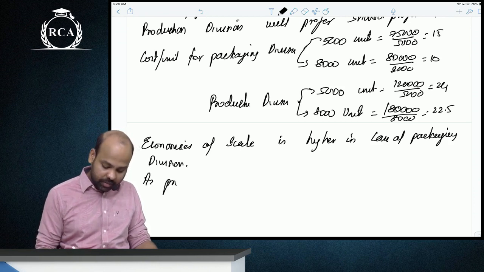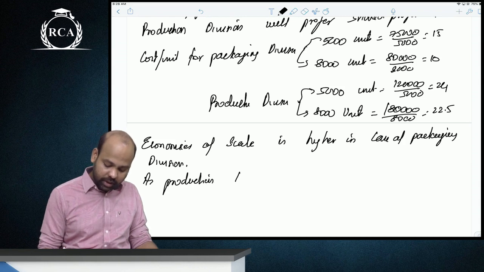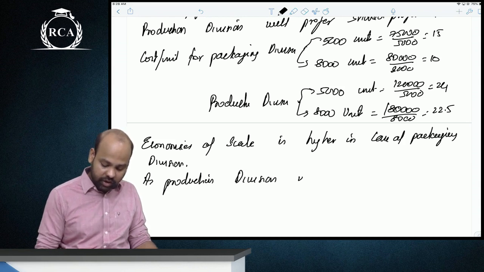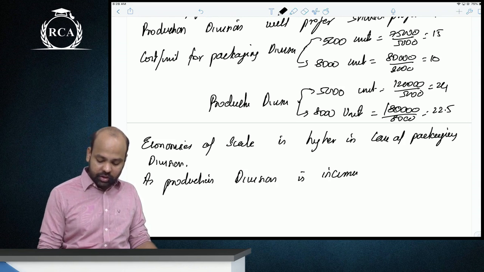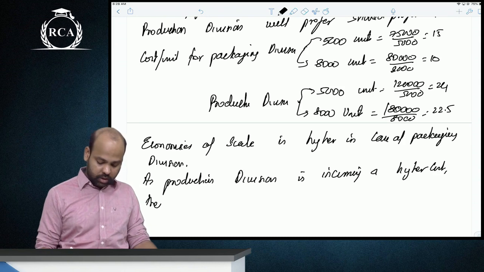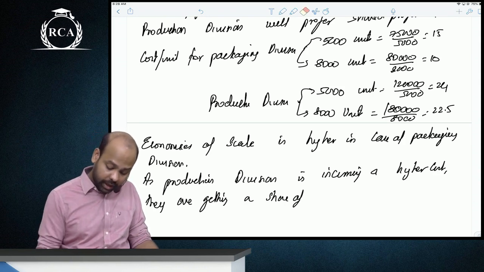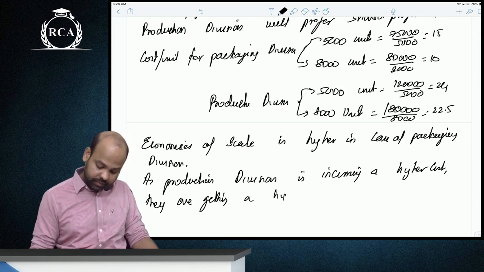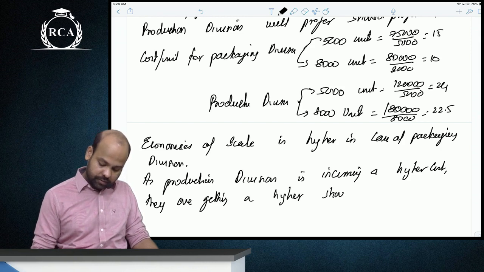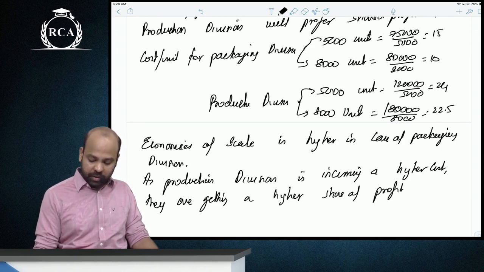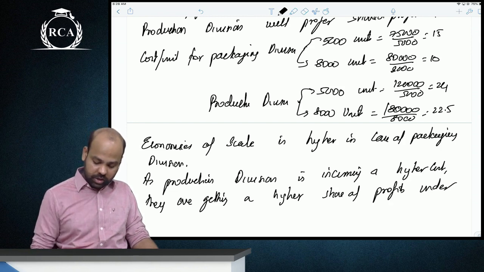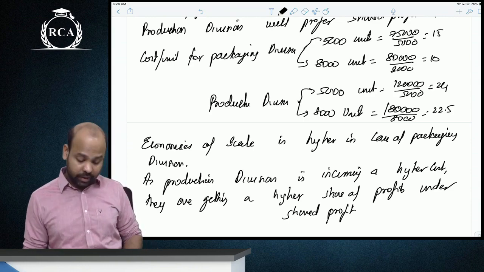As the production division is incurring a higher cost, they are getting a higher share of profits under the shared profit method. Is it understood? Understood sir? Yes sir. Please write.